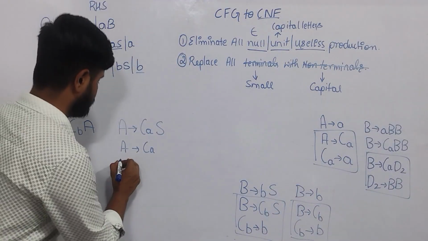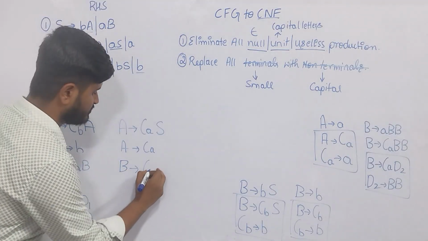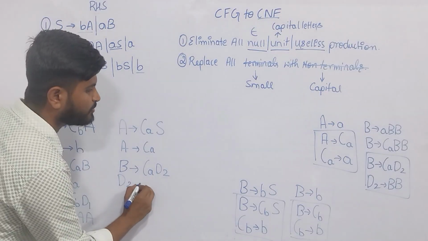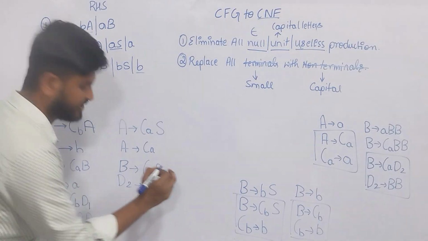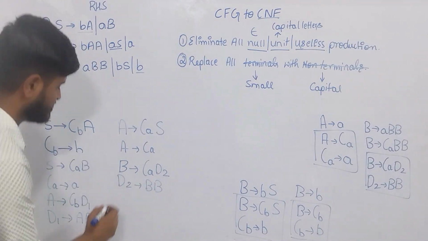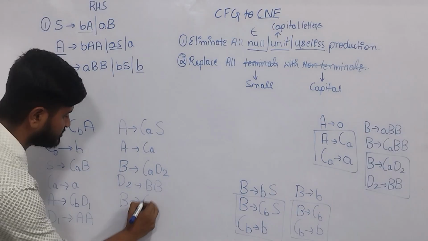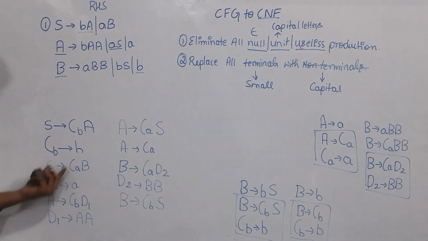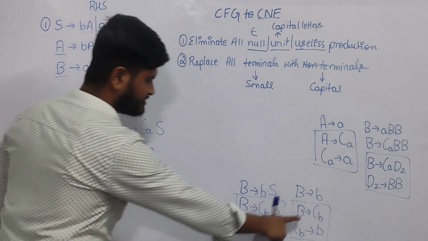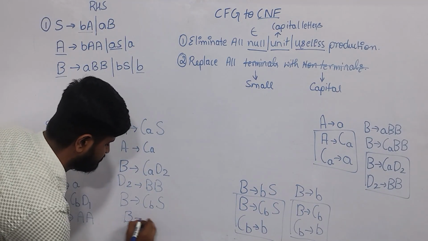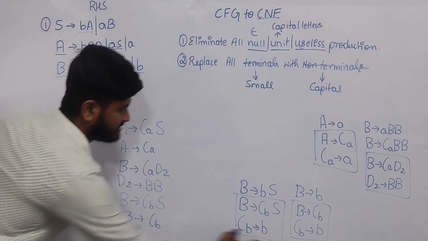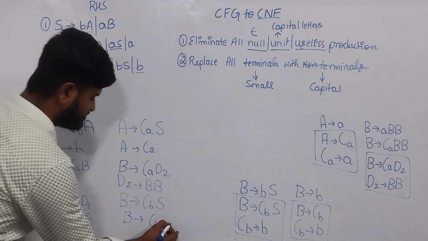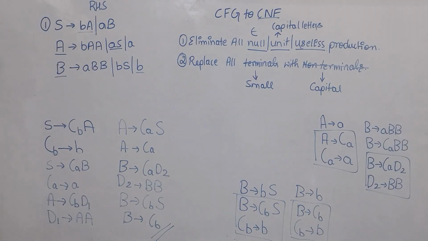Here if you see B producing CA D2, and D2 is replacing capital letter B, capital letter B. Next, B producing CB, yes, CB is replacing small letter B which is already written here. Next, last one, B producing CB and CB is replacing small letter B which is already written here. So this is my final answer.